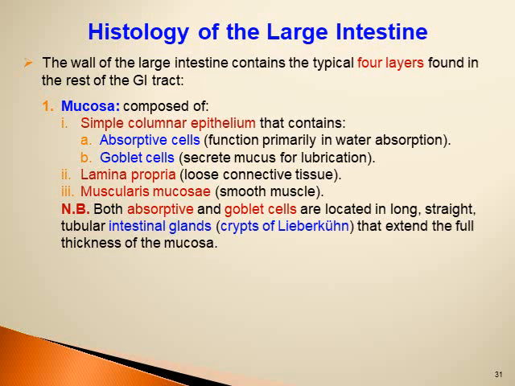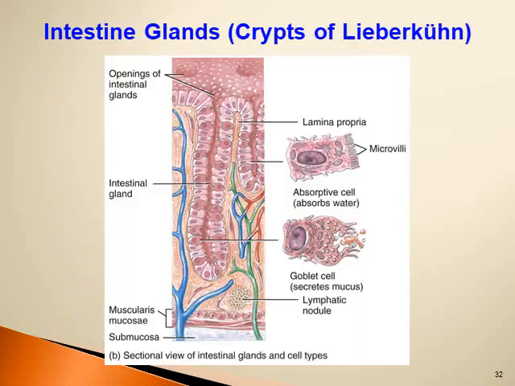So the large intestine mucosa also contains intestinal glands, or crypts of Lieberkühn, but the cells lining the crypts of Lieberkühn are completely different from the cells present in the crypts of the small intestine. In the small intestine, we find mainly the secretory cells that produce the intestinal juice. The crypts of Lieberkühn in the large intestine contain absorptive cells and goblet cells, similar to the cells on the surface. The other layers are the submucosa, muscularis, and serosa.